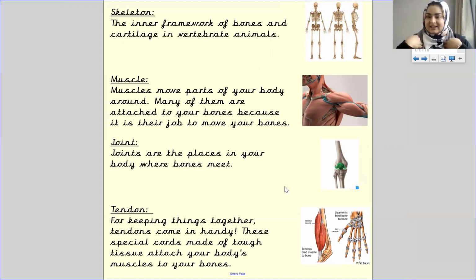Tendon. Tendons are for keeping things together. Tendons come in handy. These special cords made of tough tissue attach your body's muscles to your bones. So for example, in our hands, we have tendons between our fingers, and that is what helps the muscle move and keep it together. Okay?